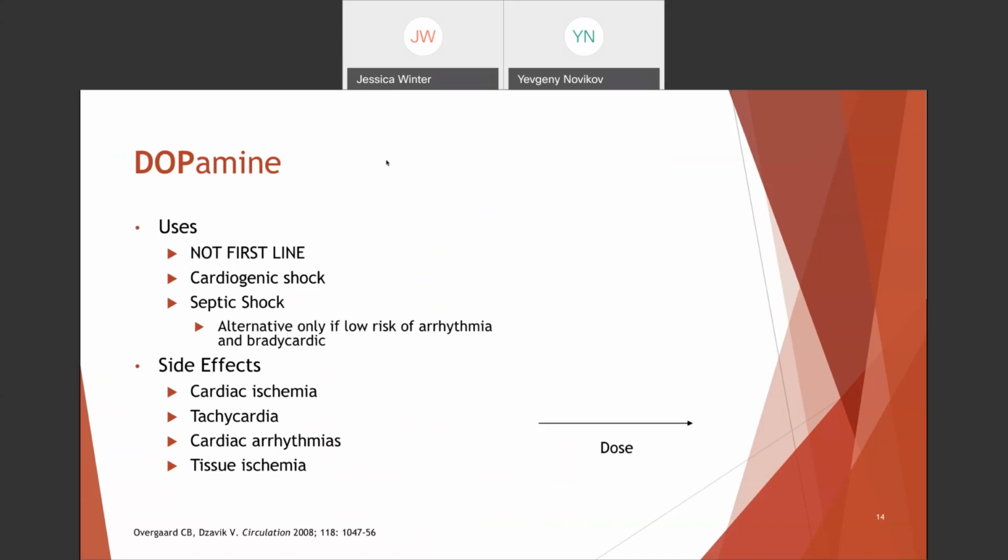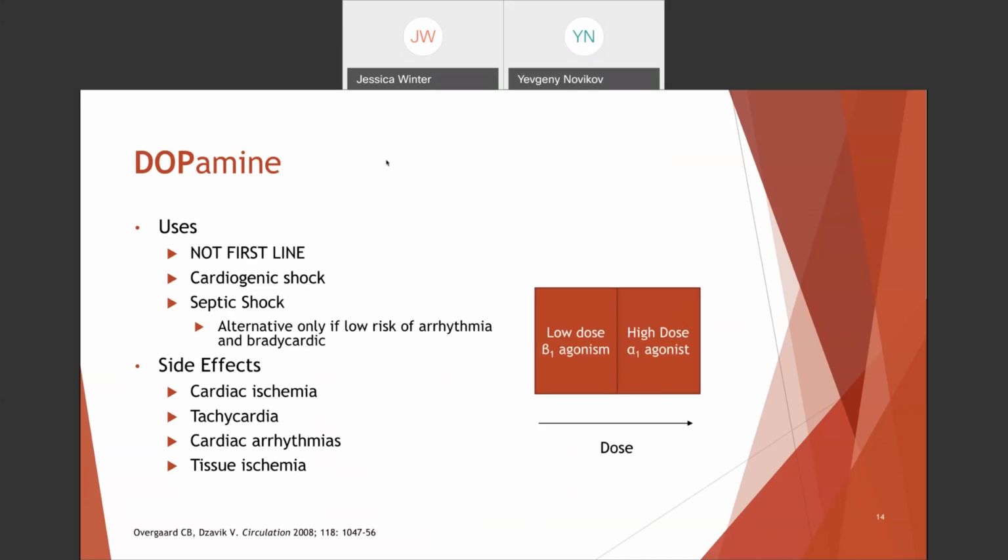There was some theory that maybe it would be advantageous in cardiogenic shock because it's got more of an inotropic effect than norepinephrine, because it has more of a beta-1 effect. And it used to be an alternative in septic shock. However, I'll show you the results of the SOAP II trial, which kind of made dopamine fall a little bit more out of favor.